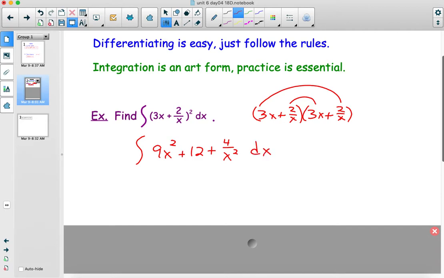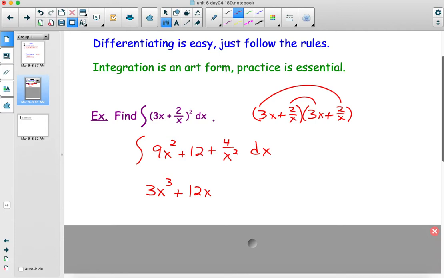Now, let's take the antiderivative of each part. We have 9x squared. Well, we know that it's going to be something times x cubed. When I take the derivative of x cubed, it becomes 3x squared. And I want 9x squared. So if I have another 3 here, now when I take the derivative, it'll be 9x squared. Alright, 12. Well, that's easy. That's just 12x. The derivative of 12x is 12.